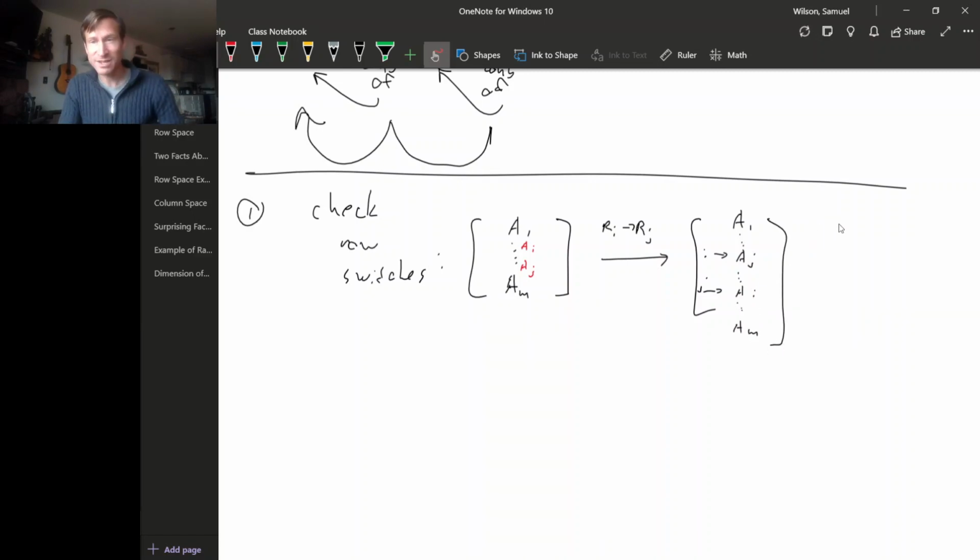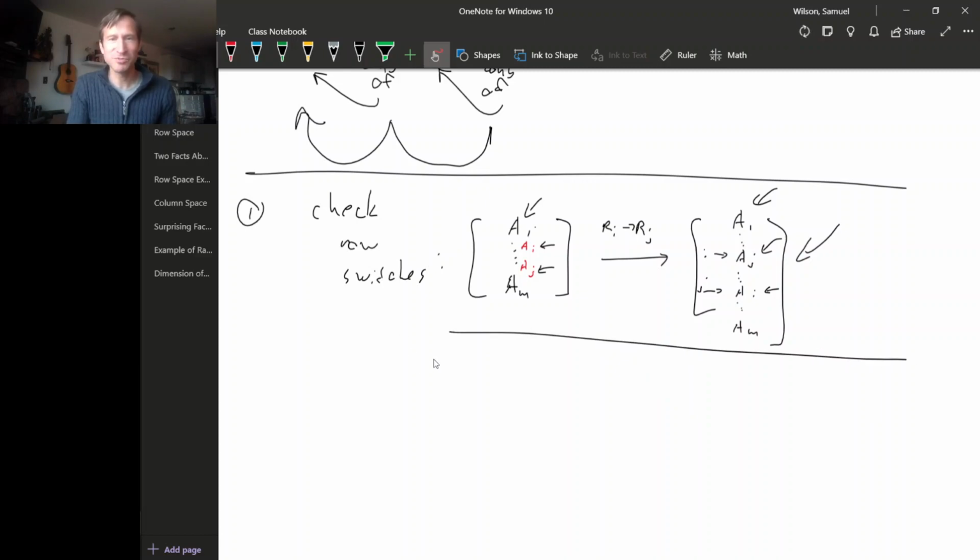Okay, so is each row here a linear combination of the rows that we started with? Well, yes, clearly, right? The first resulting row is the same as that row, and so on. The ith row, which is AJ, that we end up with isn't equal to the ith row that we started with, but it is a linear combination of all the rows, because it's actually just the jth row. And similarly for AJ and all the others. So that checks it for row switches.